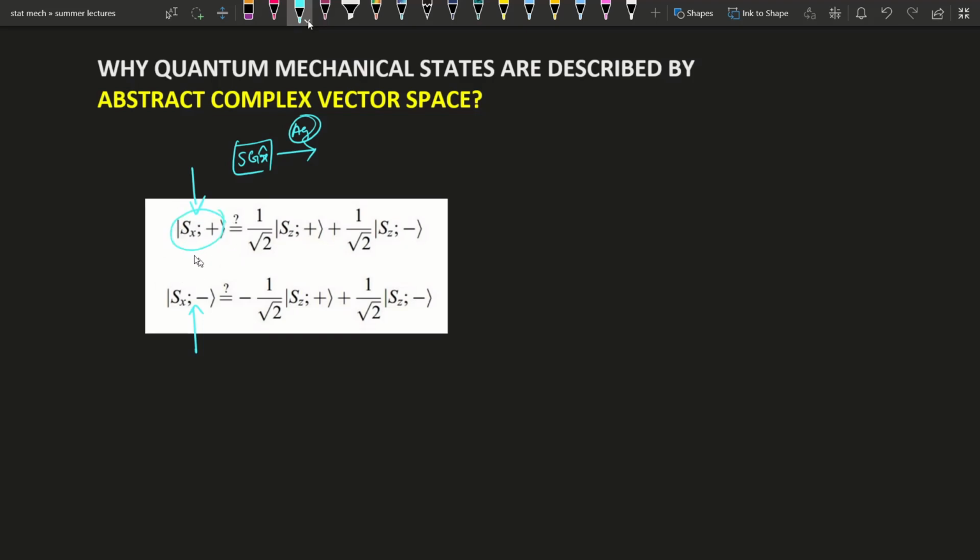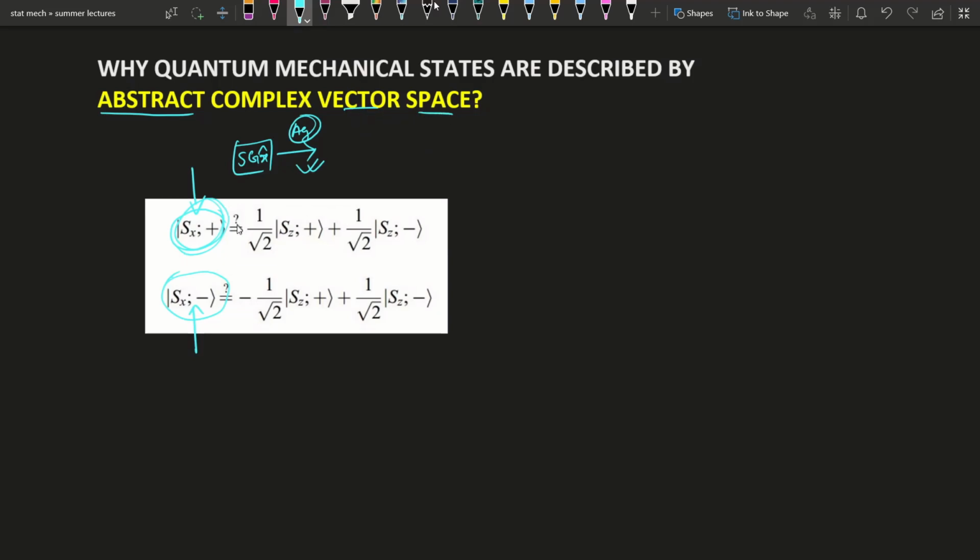Now if you know this quantum mechanical state, you can know every possible characteristic of the beam. You can know every detail of the beam. So this is known as the ket vector. Now this is the need of abstract vector space.